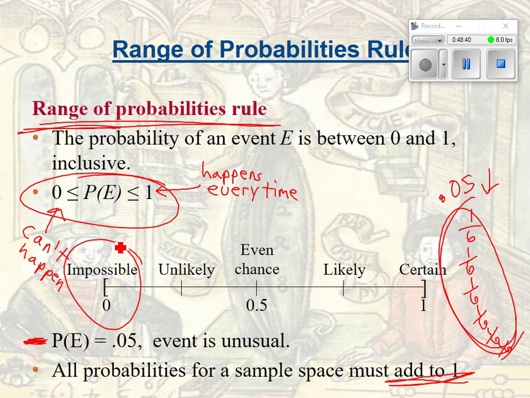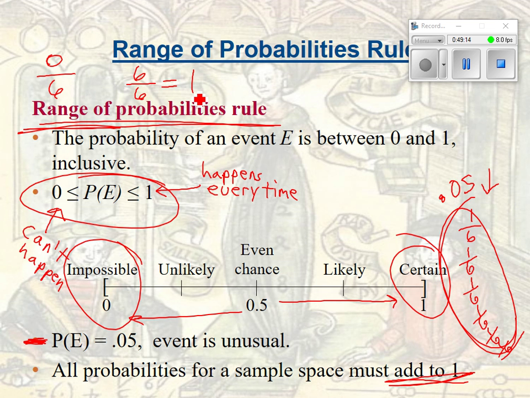Probability 0, it's impossible. If it's down this way, then it's unlikely that it's going to happen. The higher it gets, the more likely it is it's going to happen. And if it's at 1, it's most definitely it's going to happen every single time. So if I said, what's the probability of rolling a 7 on a die? It's not going to happen. 0 out of 6. If I said, what's the probability of rolling a number smaller than 10 on a die? Probability is going to be 1. It's going to happen every time. All right?